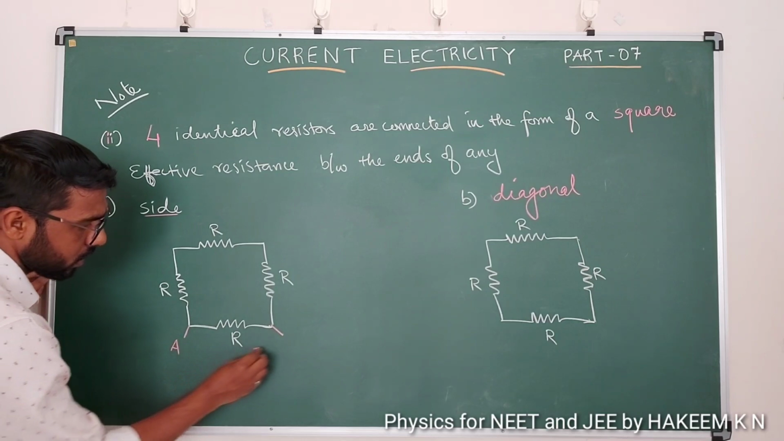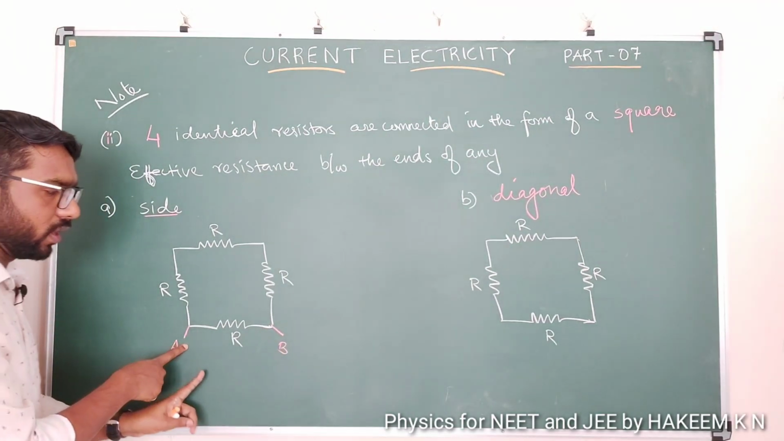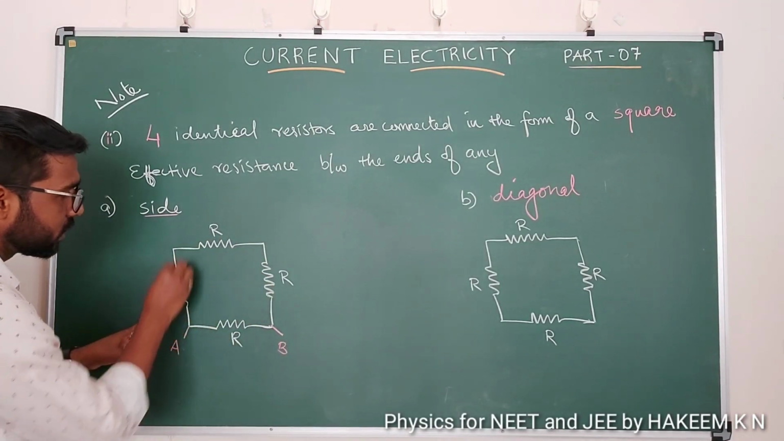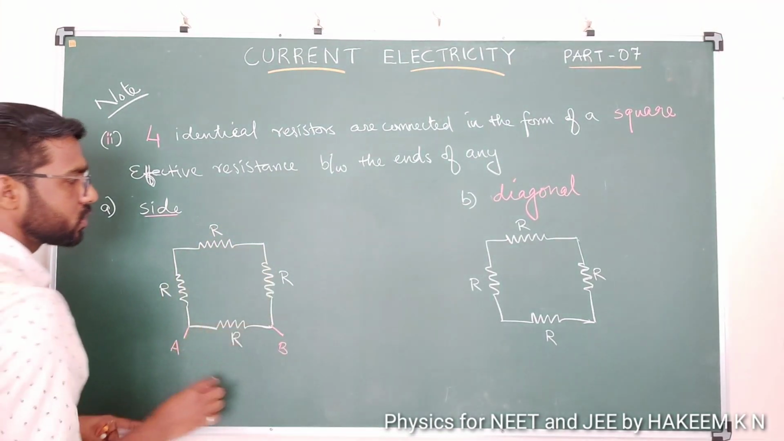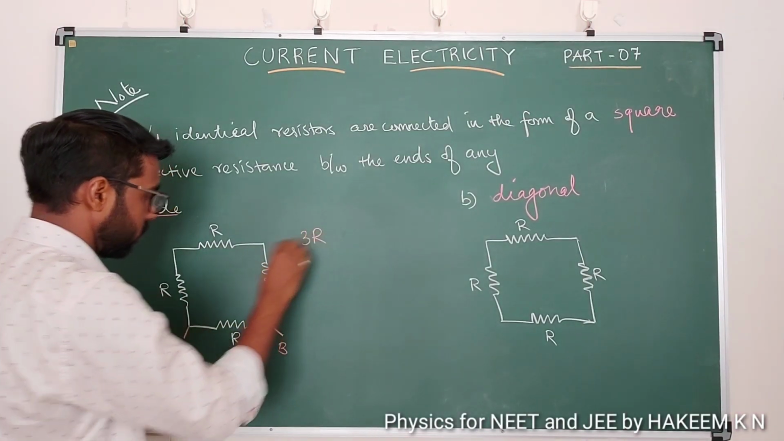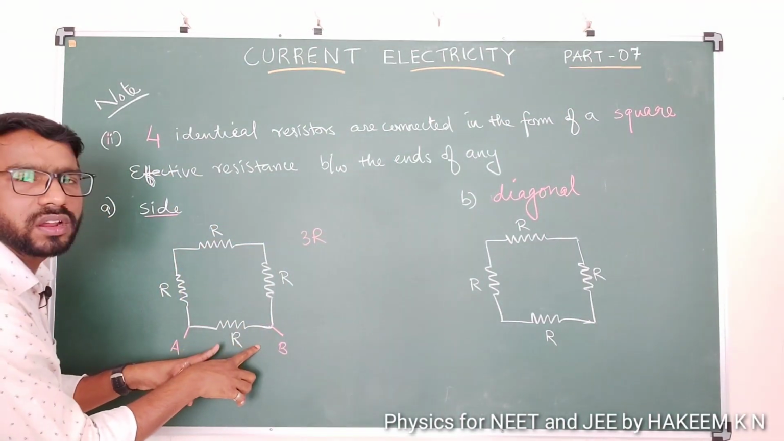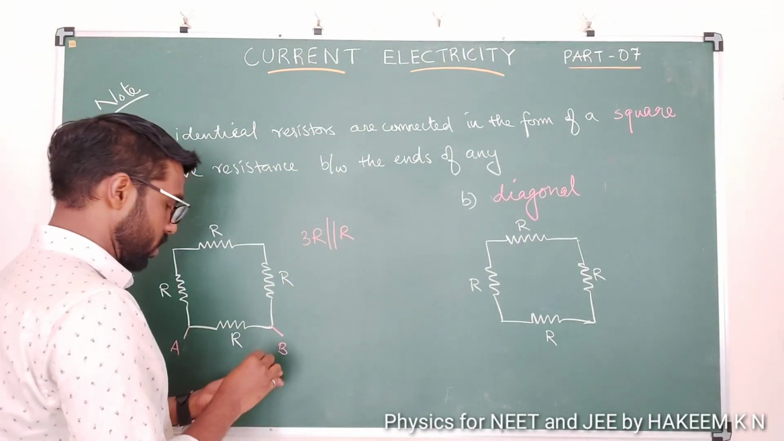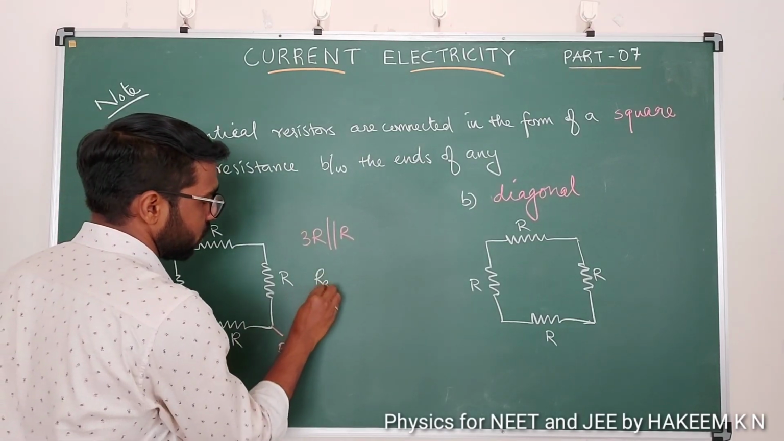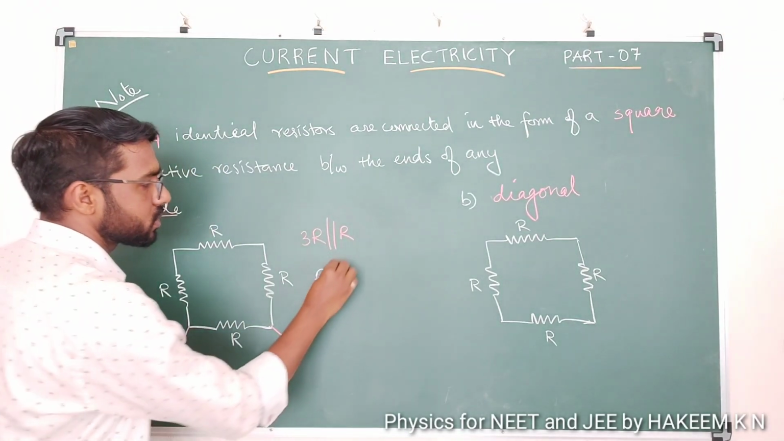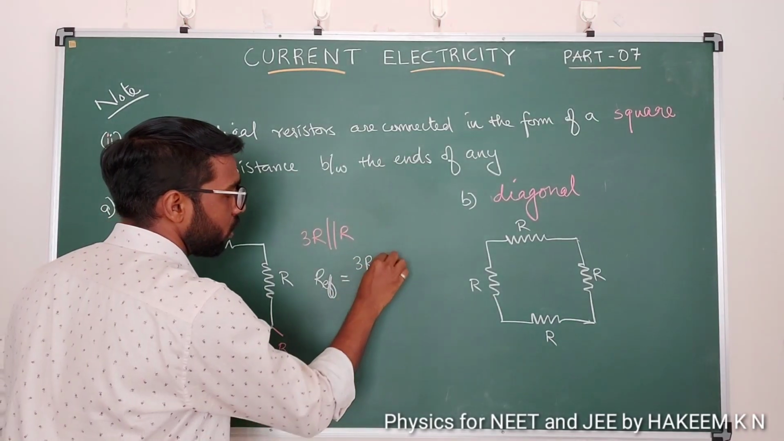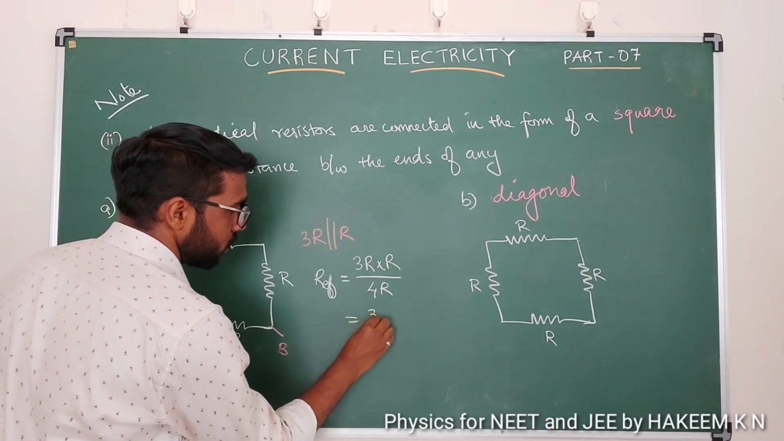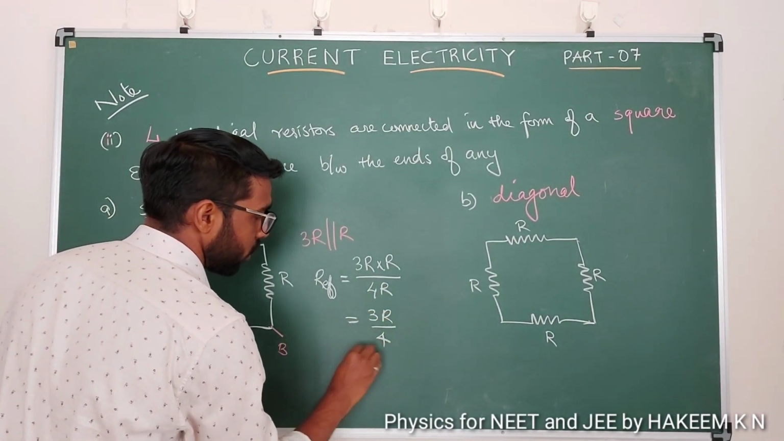Here it is A. This is B. Current entering at A should leave from B. So we can say these 3 resistors are in series. So 3R on the upper arm and R on the lower arm, that is parallel to 3R. So 3R parallel to R, we can use the equation R effective = R1 R2 / (R1 + R2). 3R into R by 4R, so it is 3R by 4.